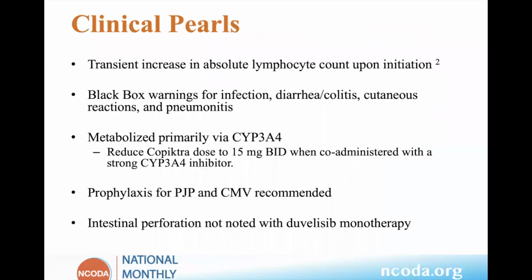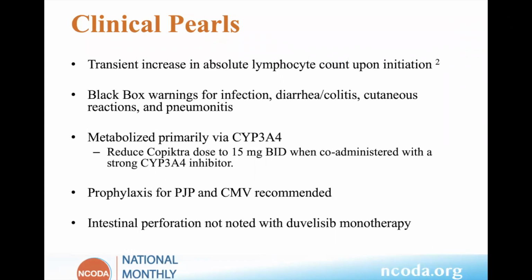Next slide. So here are some clinical pearls associated with Copiktra therapy. Much like Imbruvica and Zydelig, when a patient starts Copiktra, you do see a transient increase in the lymphocyte count. It does not represent disease progression, so keep that in mind. Copiktra also has a black box warning for infection, and the package insert recommends PJP and CMV prophylaxis for these patients. There are also warnings for diarrhea, colitis, cutaneous reactions, and pneumonitis based on results of the DUO trial.